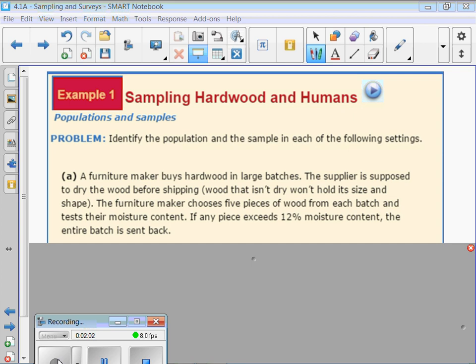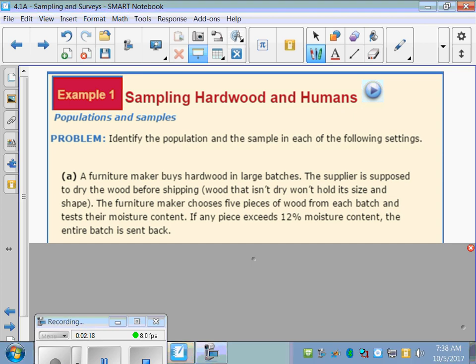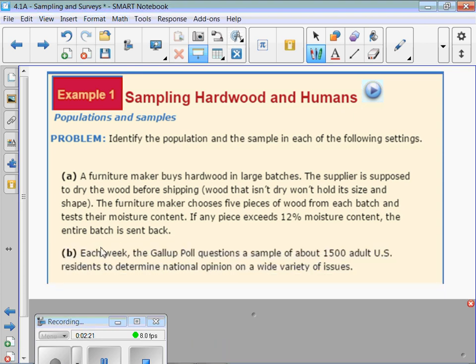So what is the sample, you guys? Yeah, the 5 pieces of wood is the sample. And what's the population? Just the batch, because he orders them by the batch. So the batch. Because you can't really say for each, you'd have to do each batch separately.